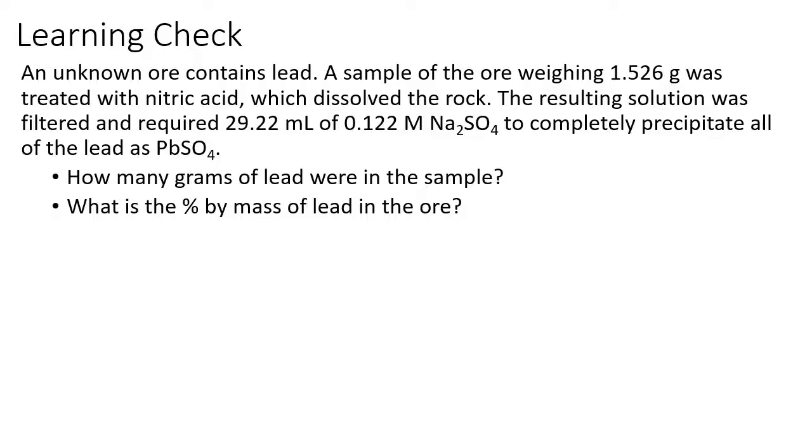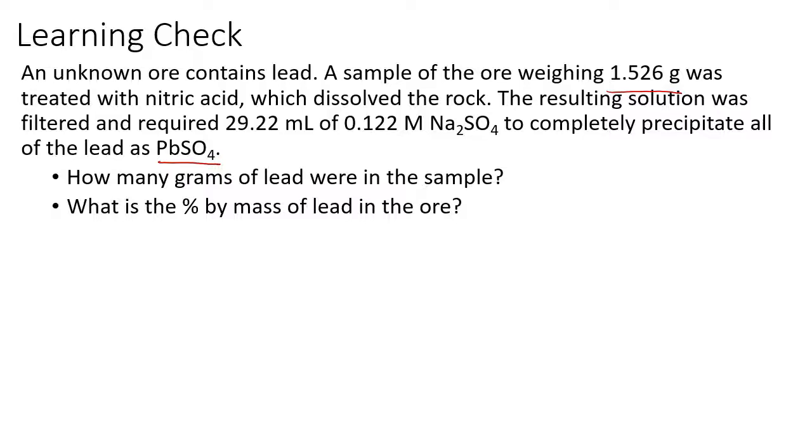Let's try another gravimetric analysis problem. An unknown ore contains lead. A sample of the ore weighing 1.526 grams was treated with nitric acid, which dissolved the rock. The resulting solution was filtered and required 29.22 milliliters of 0.122 molar sodium sulfate to completely precipitate all of the lead as lead sulfate. How many grams of lead were in the sample, and what was the percent by mass of lead in the ore?